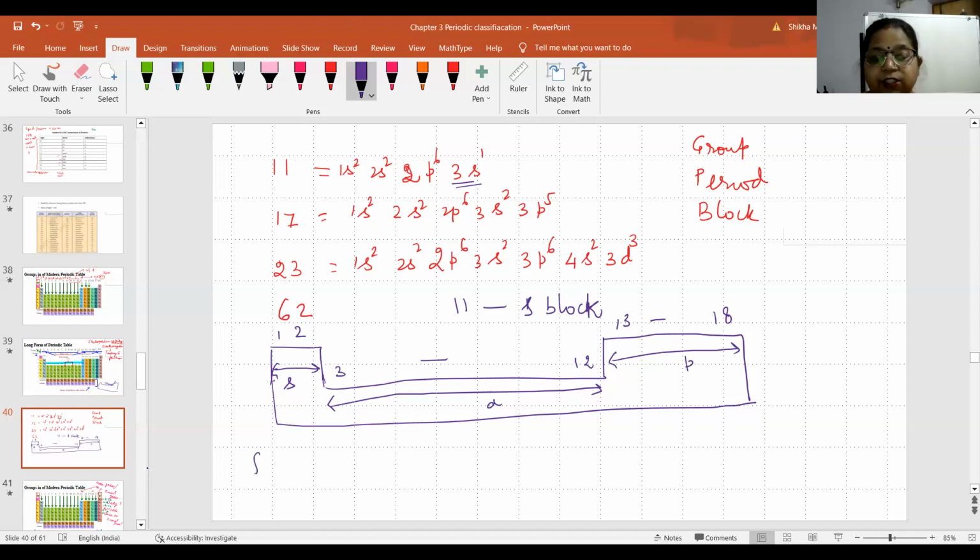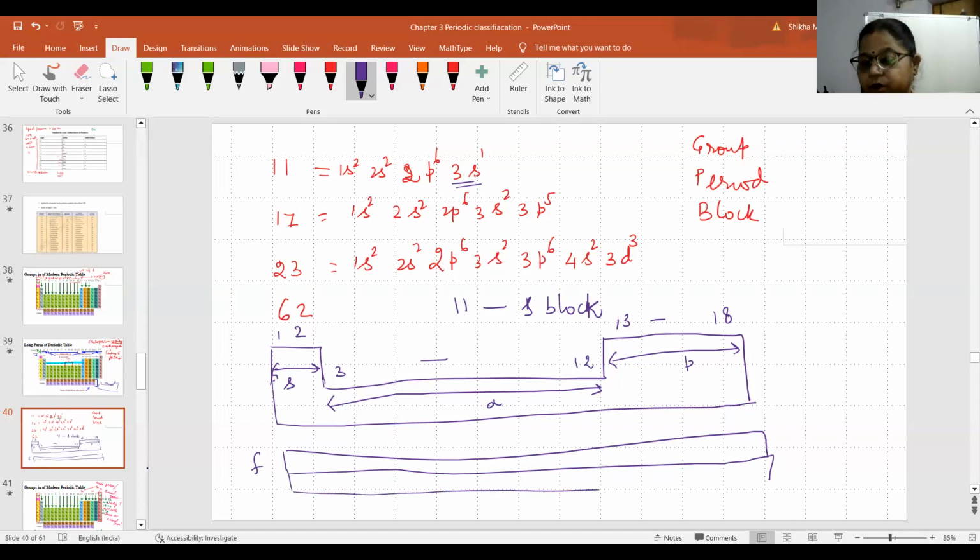And below the modern periodic table, the group of 14 elements in 2 rows are placed and they make the F block. I'm repeating myself that we number modern periodic table groups from 1 to 18 left to right. F block is placed below the modern periodic table's main body. The first block, that is S block, comprises 2 groups, 1 and 2. The second block is D block, which comprises group number 3 to 12.